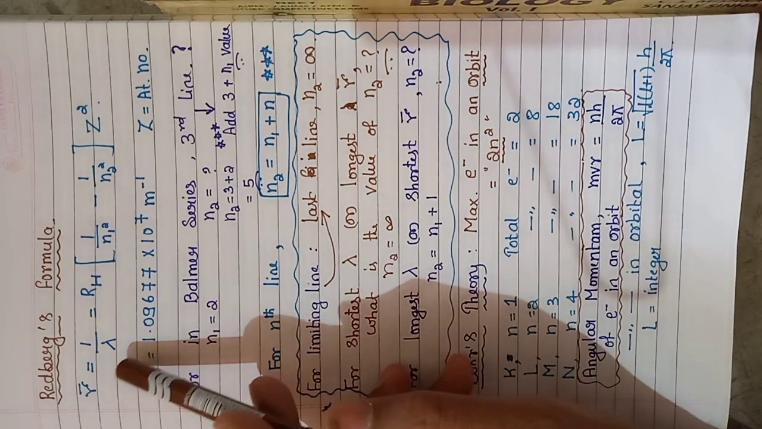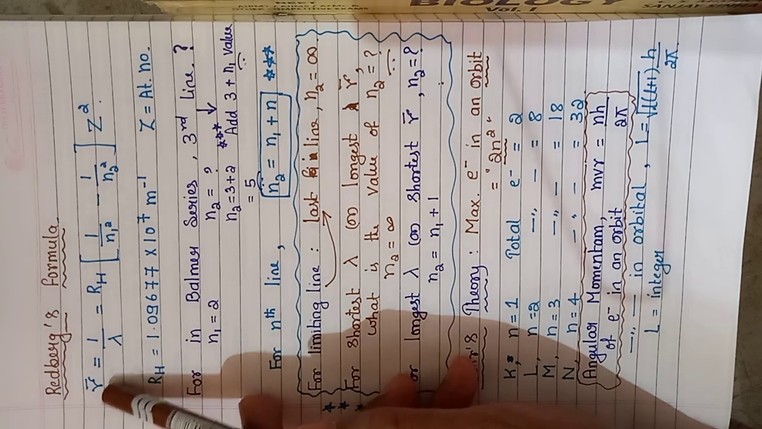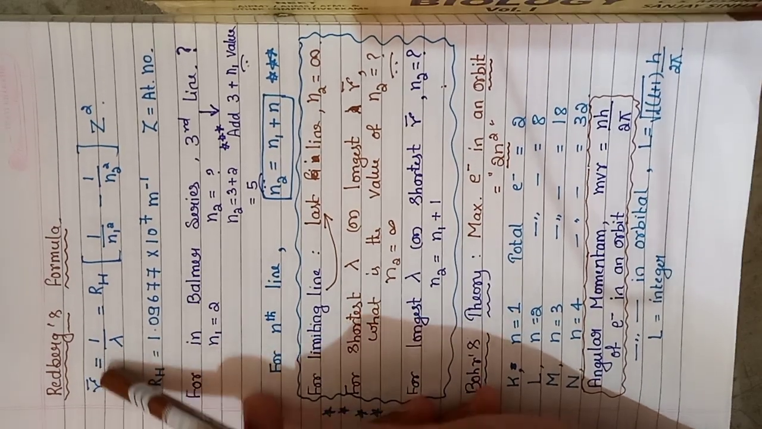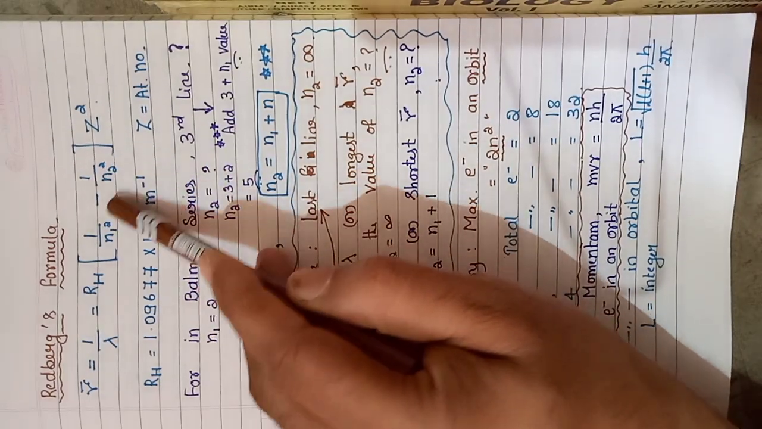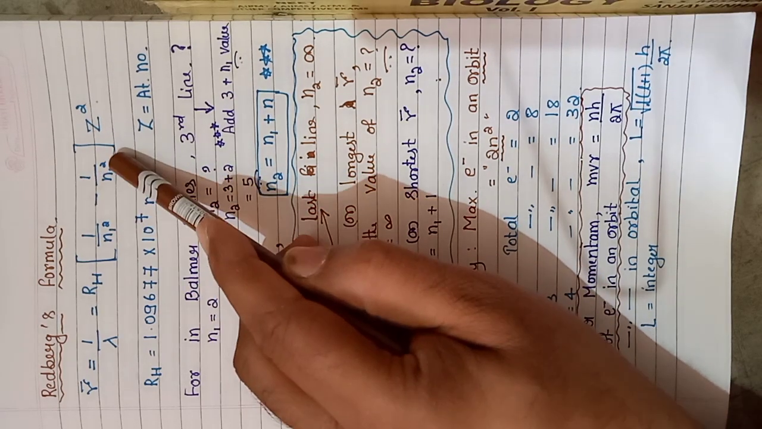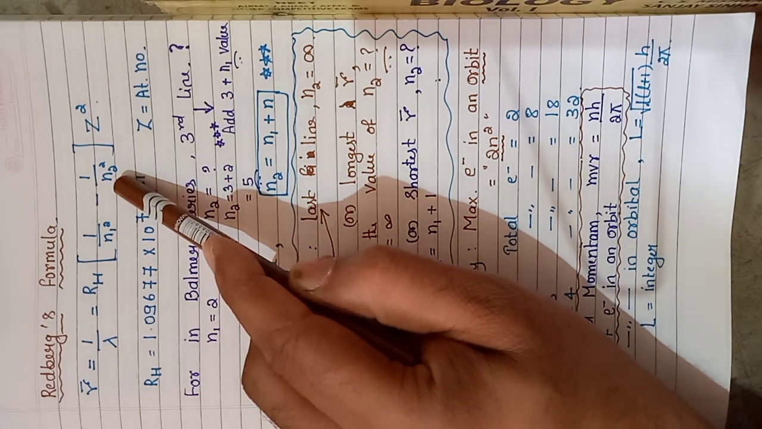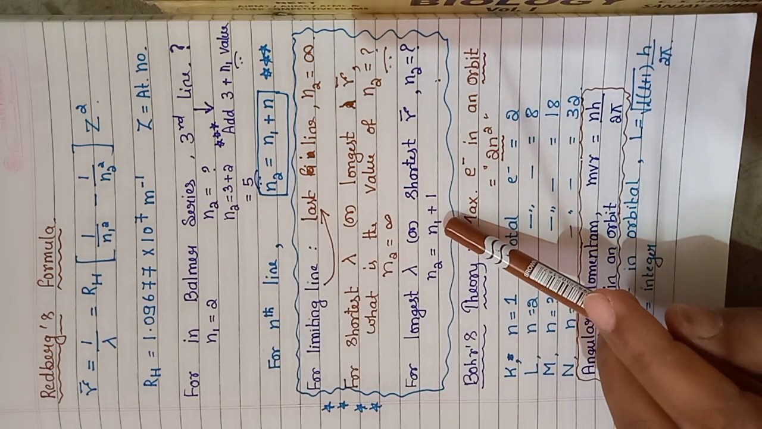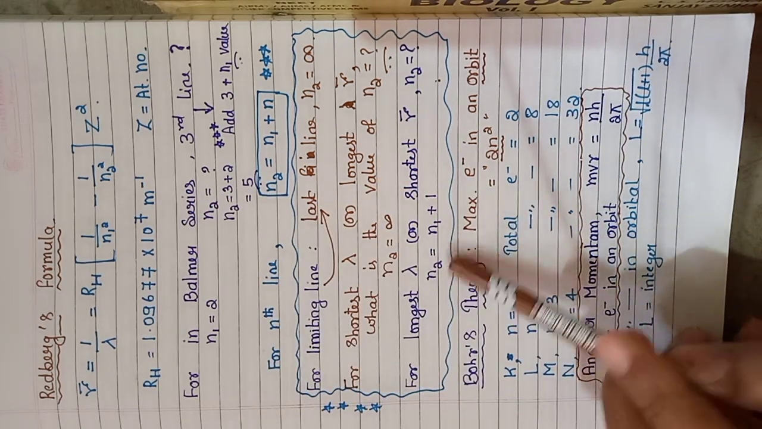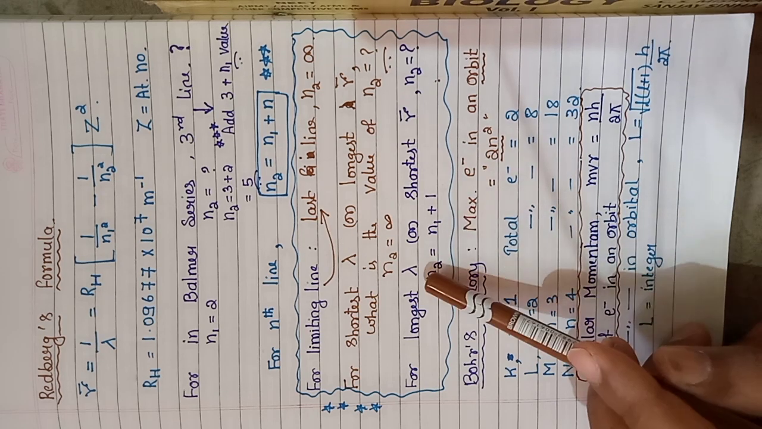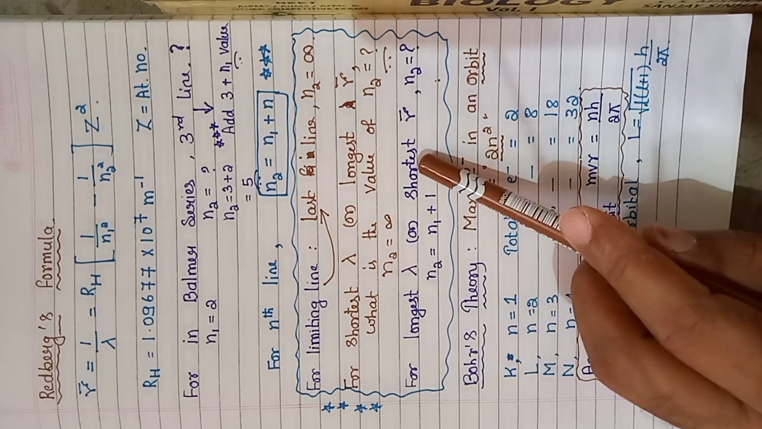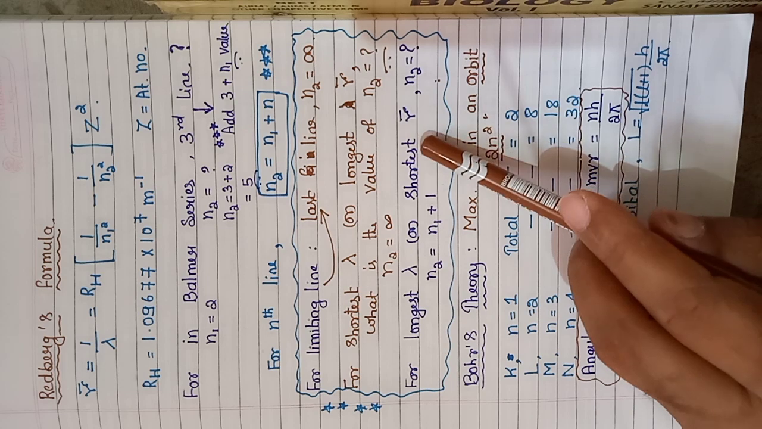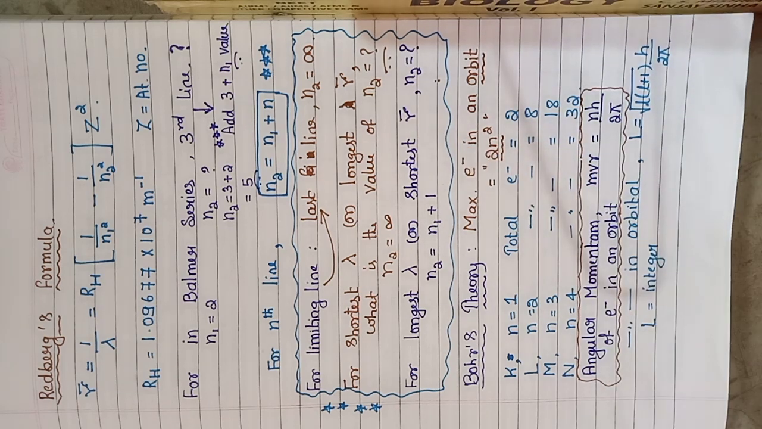Similarly, if the wavelength is longest and wave number is shortest, then minus 1 by n2 square will be longest. If this is longest, n2 value will be shortest. For that, n2 we can calculate by adding 1 to n1. n2 is equal to n1 plus 1 for longest wavelength and shortest wave number. This you have to remember for the exams.